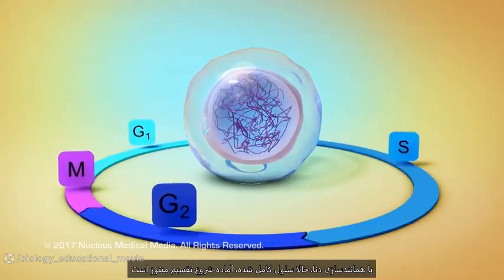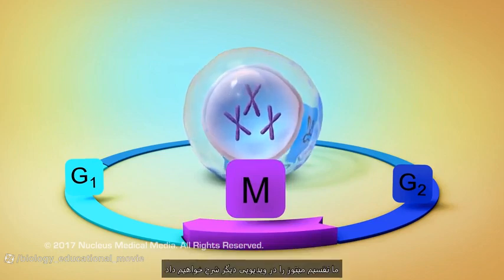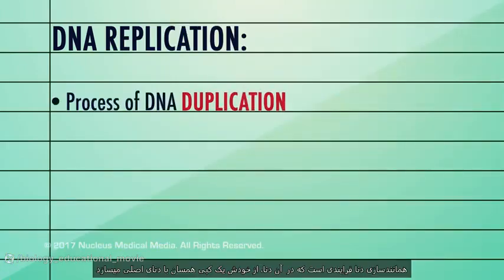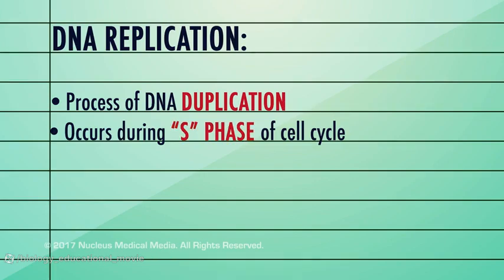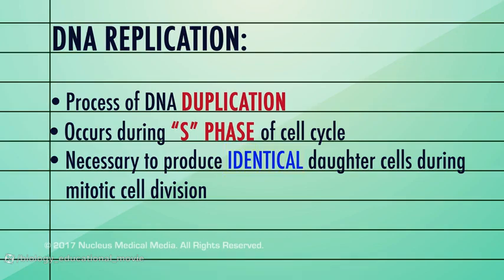With DNA replication now completed, the cell is ready to begin mitosis. We will cover mitosis in another video. In summary, DNA replication is a process in which DNA duplicates itself, making an identical copy. Replication occurs during the S phase of the cell cycle when a somatic cell is preparing to divide. DNA replication is necessary so that the two daughter cells produced after mitosis both have DNA that is identical to each other and identical to the DNA in the original cell.